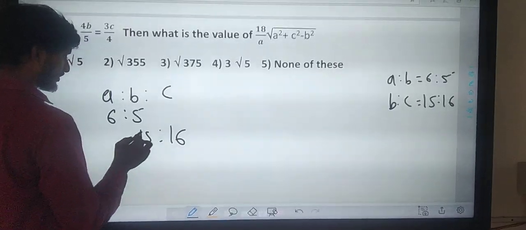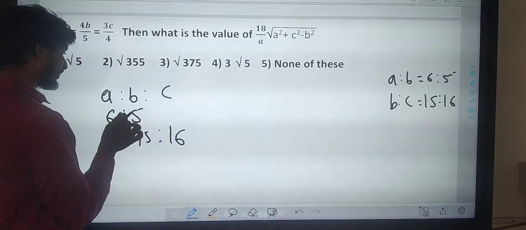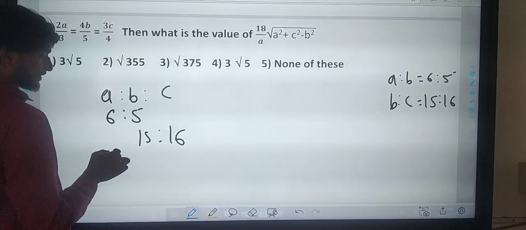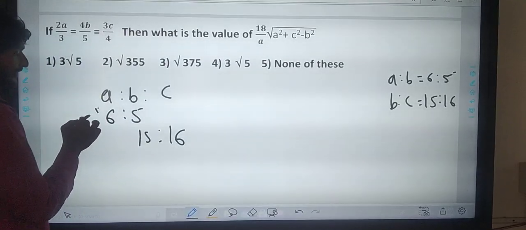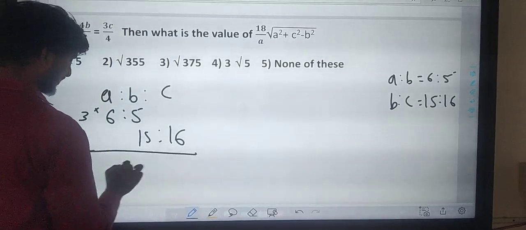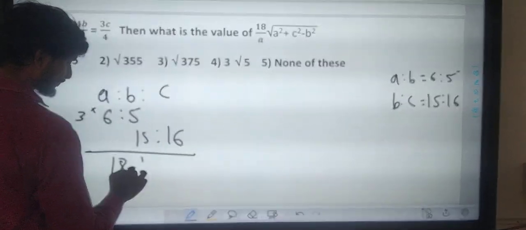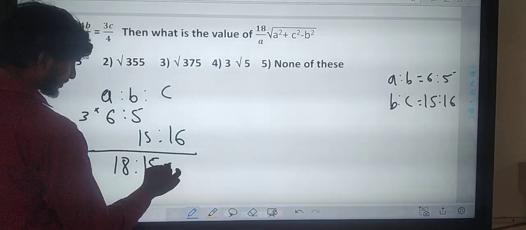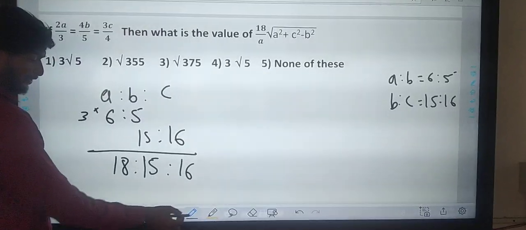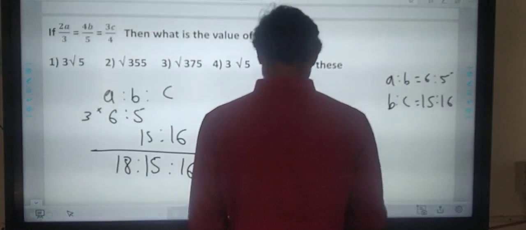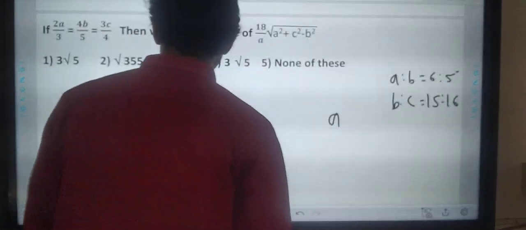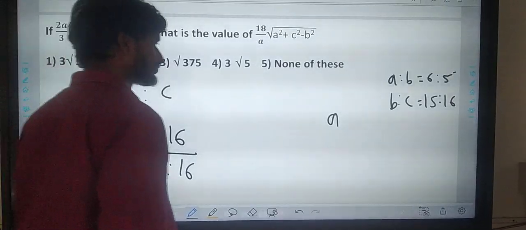Then a to b to c, 6 to 5 and 15 to 16. Then here we equate 15, multiply by 3, that is 18 to 15 to 16. Then the value of a to b to c is 18 to 15 to 16.